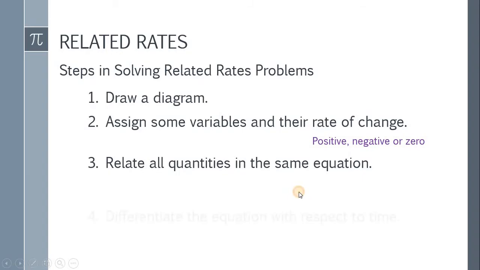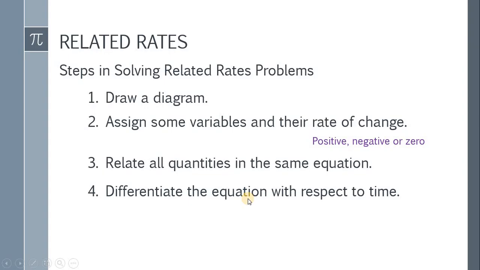Okay? Number 4, differentiate the equation with respect to time. So last time, with respect to x. This time, with respect to time. Kung nung last topic natin, meron tayong d dx, ngayon naman meron tayong d dt. So ito yung madalas natin makikita ngayon. Derivative of the function with respect to time.